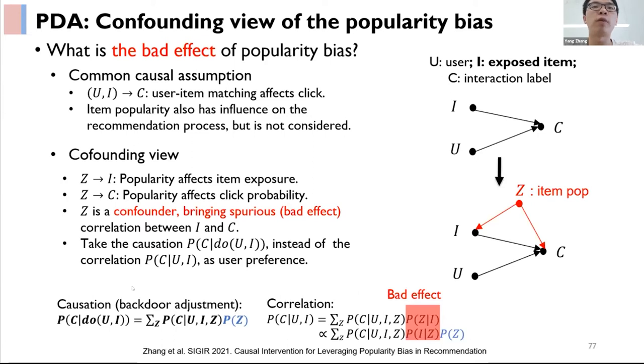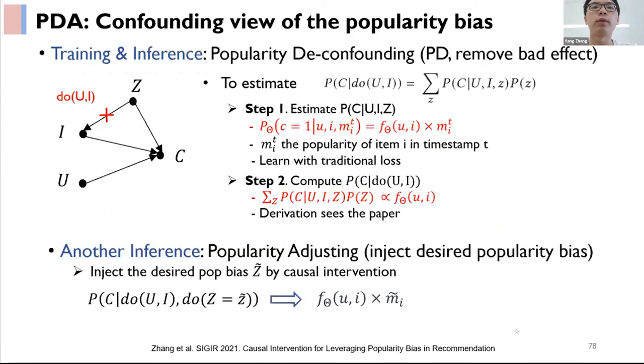Thus, this work proposed to estimate the causal effect P(C | do(U), do(I)) as the user preference to avoid the influence of the confounding effect. They take the backdoor adjustment to identify the target causal effect. The result is shown here. The right side of this equation is some correlation-level objectives, which can be estimated from the distribution of the observed variables.